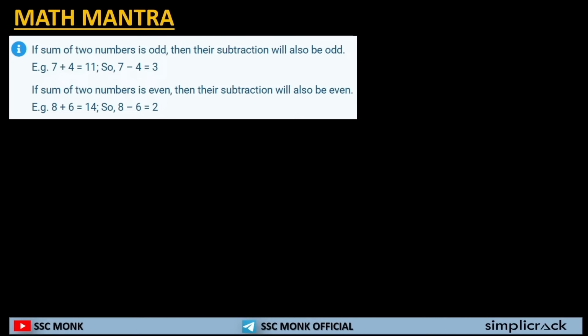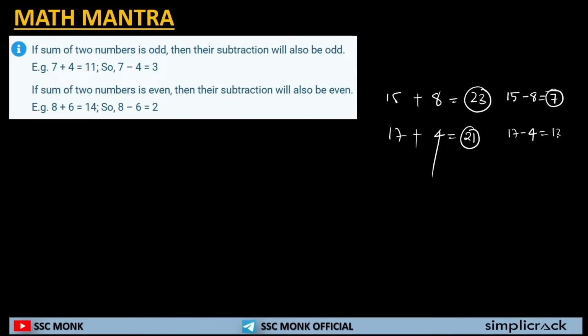Sum of two numbers is odd. If the sum of two numbers is odd, then the subtraction will also be odd. You take any number in the world. Let's say I take 15 plus 8, or 17 plus 4, whatever I take. 15 plus 8 is equal to 23. This is an odd number. So 15 minus 8 is equal to what? 7. This is also an odd number. 17 plus 4 is equal to 21, odd number. 17 minus 4 is equal to 13, that is also an odd number.